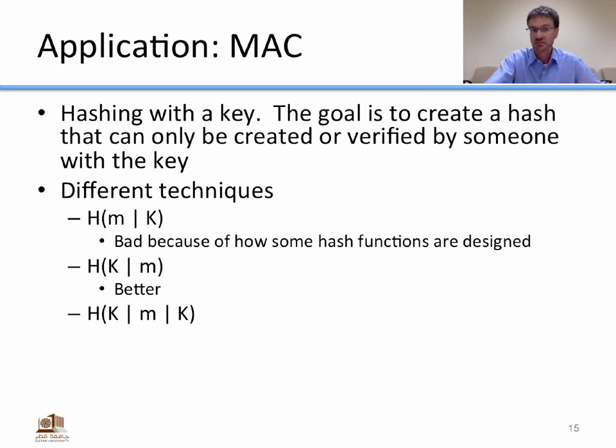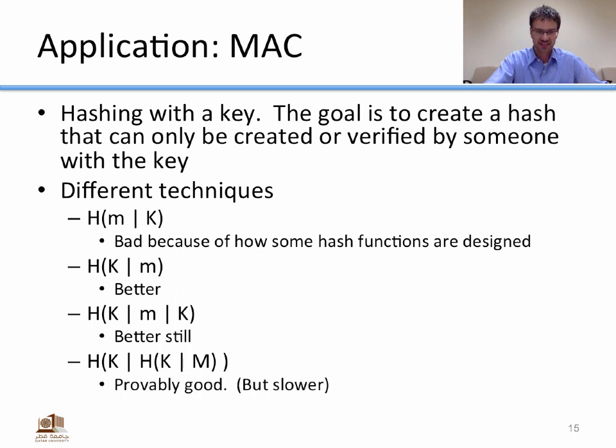I could put it on both sides. I could put the key at the beginning and the end, which would be better still. But the best way to do it, and the way that's provably good, is this actually. So we hash first with the key at the beginning of the message, and then we hash again with the key at the beginning of that hash. So we do the hash twice with the key at the beginning both times. And this is provably good. Provably meaning that someone has verified mathematically with formal proofs that this is sufficient for guaranteeing the integrity of the message. So this is the best way to do it, provably. Someone has verified that. But it's also slower because you're doing the hash twice.